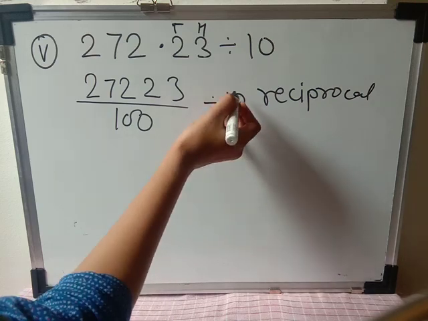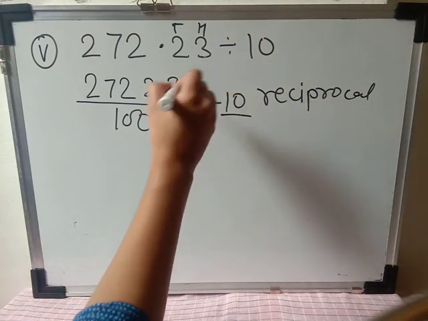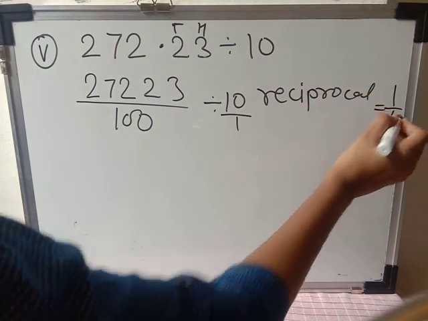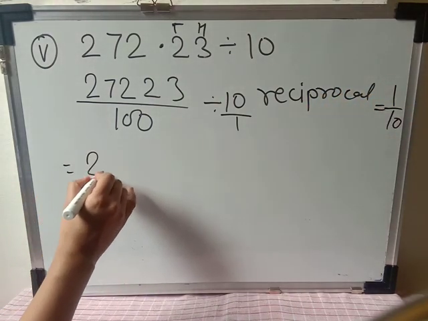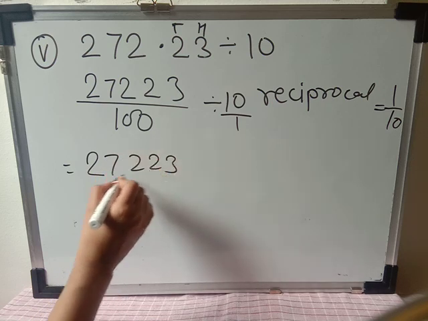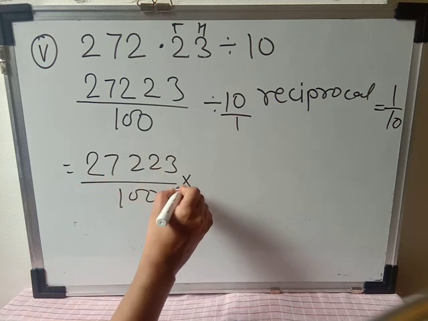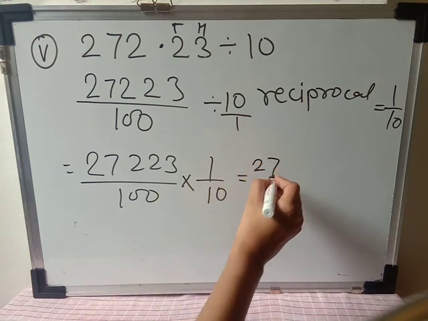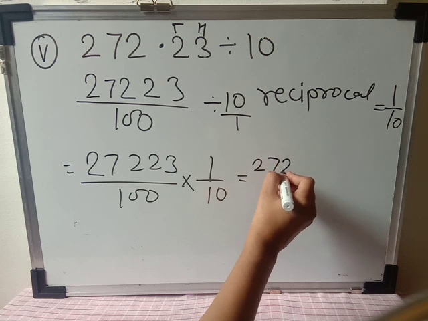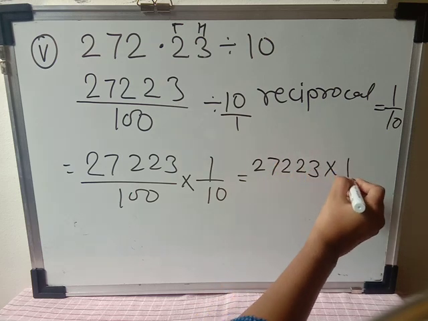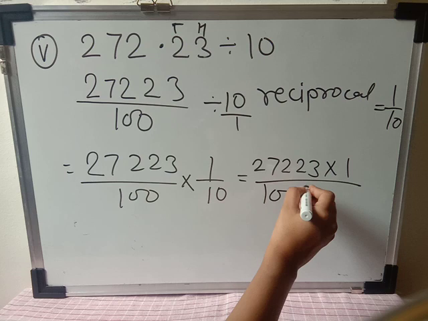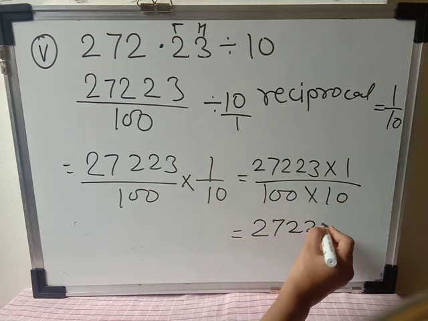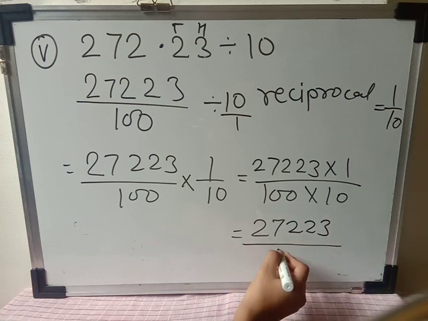Here, whenever we have to take the reciprocal, that number should be in fraction form. So nothing is there, it means 1 is there, so 1 upon 10. Here we have taken the reciprocal, it means 27,223 upon 100 multiplied by 1 upon 10. Now just simply do the multiplication of numerators: 27,223 multiplied by 1, and 100 multiplied by 10, is equal to 27,223 upon 1000.